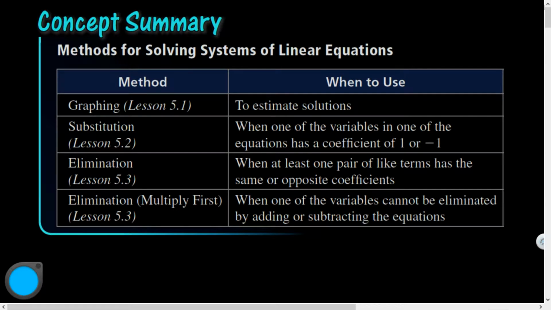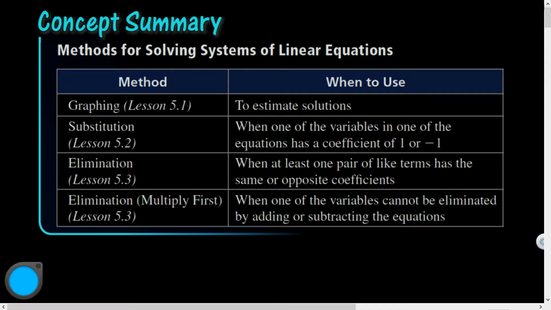Today we are in section 5.4, solving special systems of linear equations. There are some unique cases in which, when you have two lines or two equations and you're trying to find the common points, some unusual outcomes can occur. So we're going to talk about those special situations today.